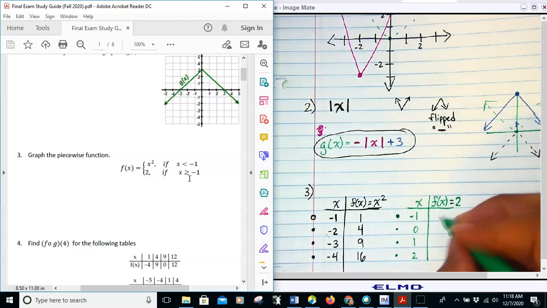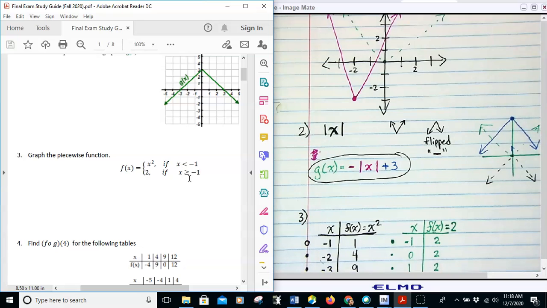Just like people. Constant people stay the same. So no matter where you are in life, you're staying constant. And consistency is good. That's a good thing.